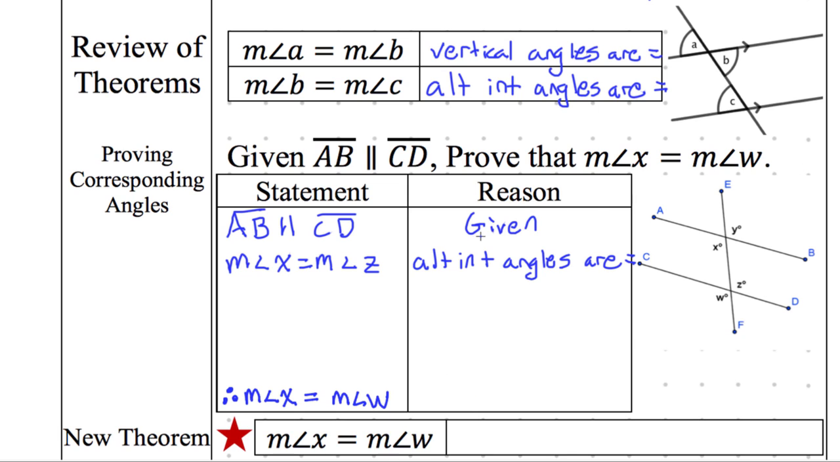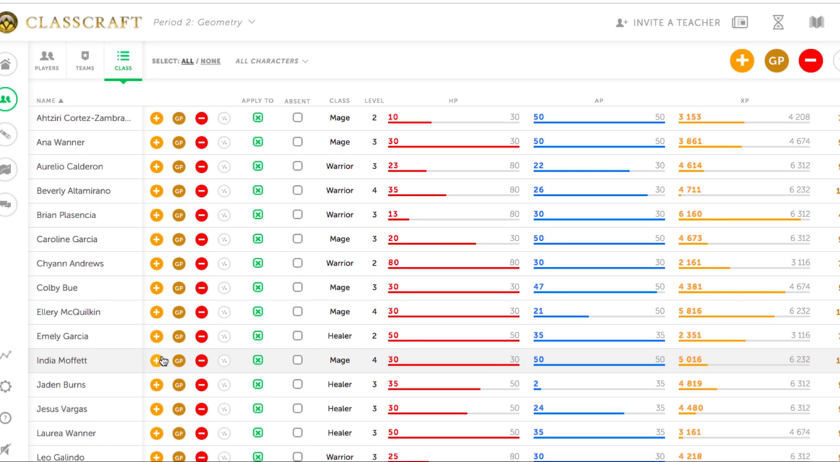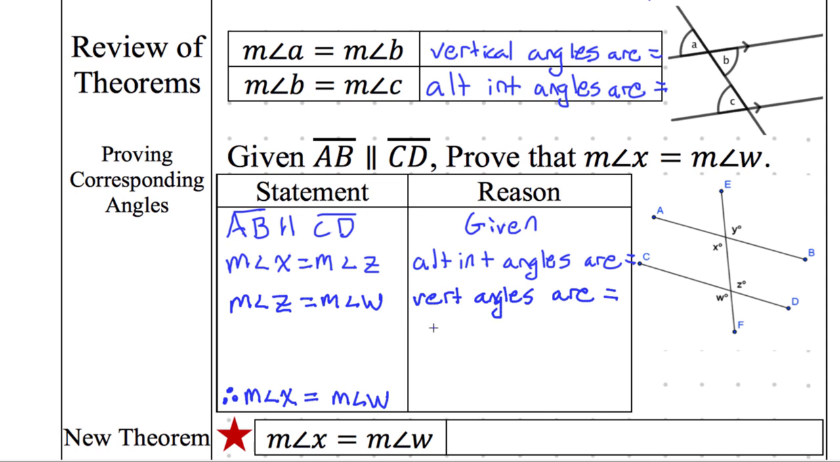You can write the measure of angle Z is equal to the measure of angle W because of vertical angles. Vertical angles are equal. Thank you, India. And there's bulb.